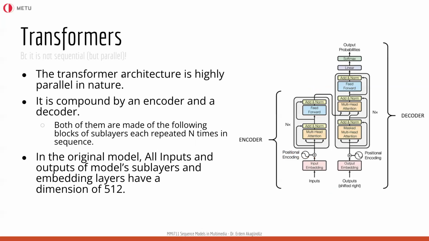So the transformers architecture is highly parallel in nature, just like you see, we have parallel guys here, and I'm covering all the input all at once, so all parallel. It's composed of an encoder and a decoder. We already started talking about the encoder. Both of them are made of the following blocks of sublayers, each represented n times in sequence, which means there are n parallel encoders and n parallel decoders, which are concatenated in the end. I'm going to get to the encoder, don't worry. And in the original model, all inputs and outputs of the model sublayers and embedding layers have a dimension of 512.